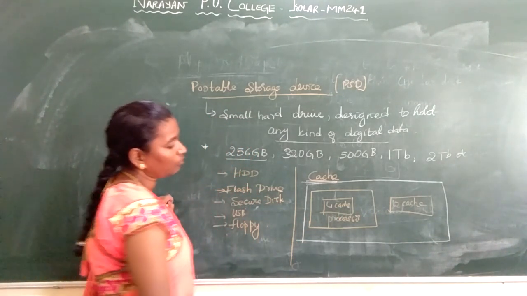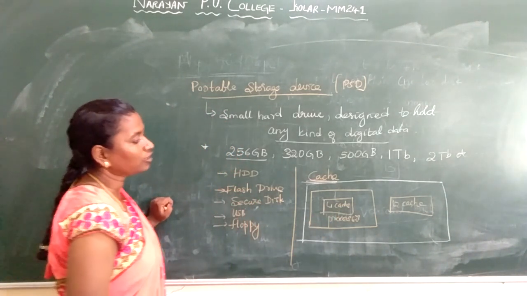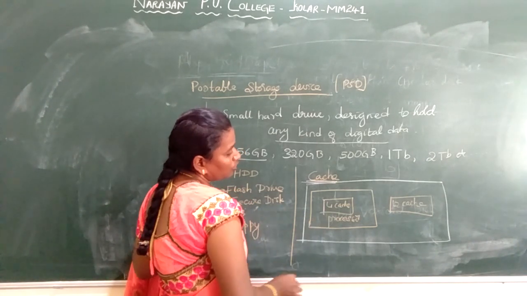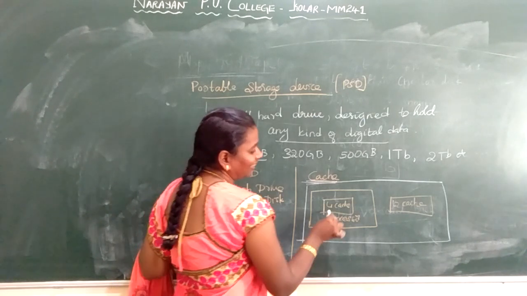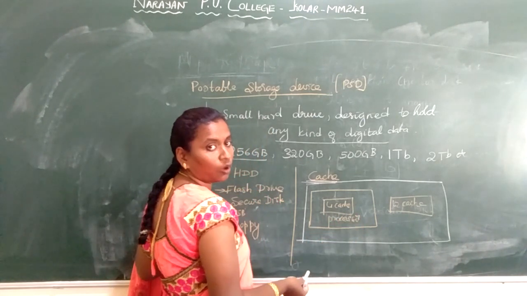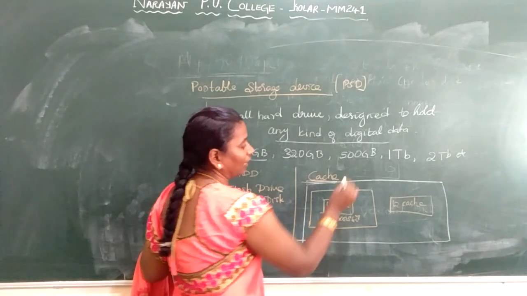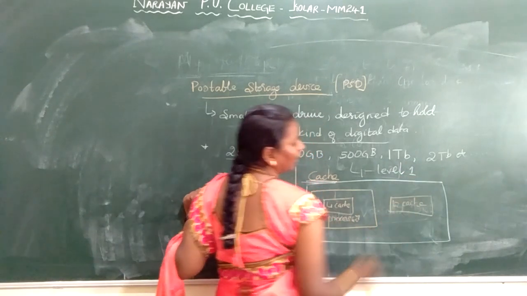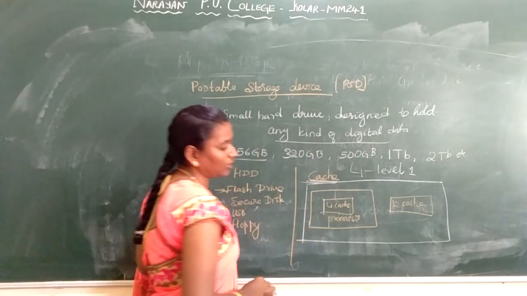L1 cache is located within your processor, within your CPU. Cache is located between your primary memory and the CPU. L2 cache is mounted on the motherboard. A 1 mark question could be where L1 cache is located. L1 stands for level 1, L2 stands for level 2. L1 cache is located within the processor.